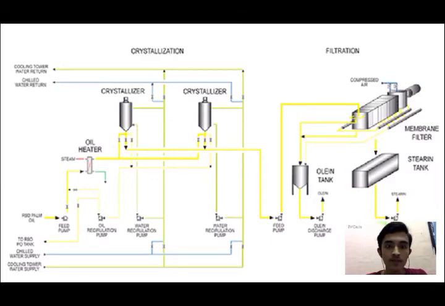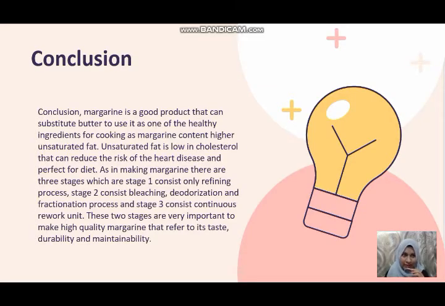Okay, for the conclusion, as we know, margarine is the best product to substitute butter, because margarine is one of the healthy ingredients of our cooking, especially for diet, because margarine contains higher unsaturated fat, which is low in cholesterol, and the low cholesterol will reduce the risk of heart disease, and it is very perfect for diet.